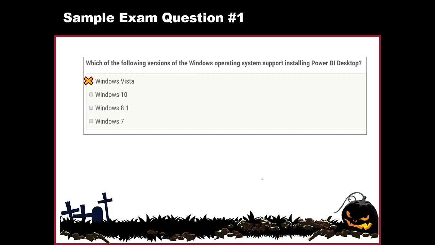So Windows Vista is not supported. That's probably not surprising. Windows 10 is supported. Windows 8.1 is supported. How about Windows 7? What do you think? That is indeed supported with Power BI Desktop. And Microsoft knows that there's lots of corporations that have 10 to 20,000 seats. Everyone's running Windows 7, and to not allow us to install on Windows 7 would have been problematic for Microsoft in reaching these large companies with Power BI Desktop.